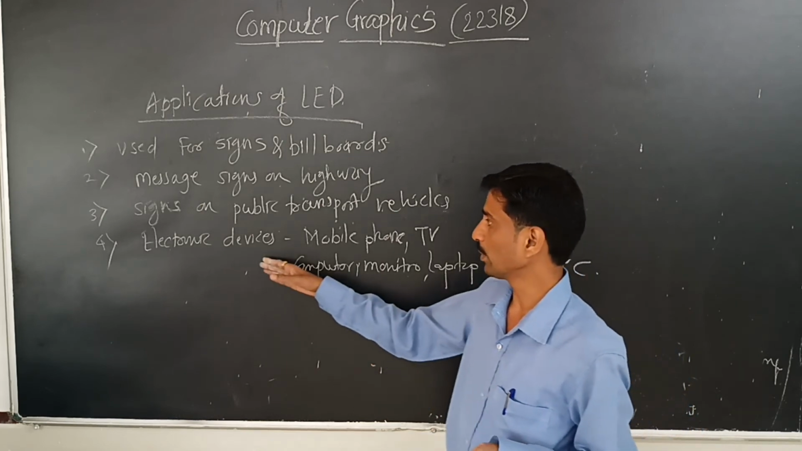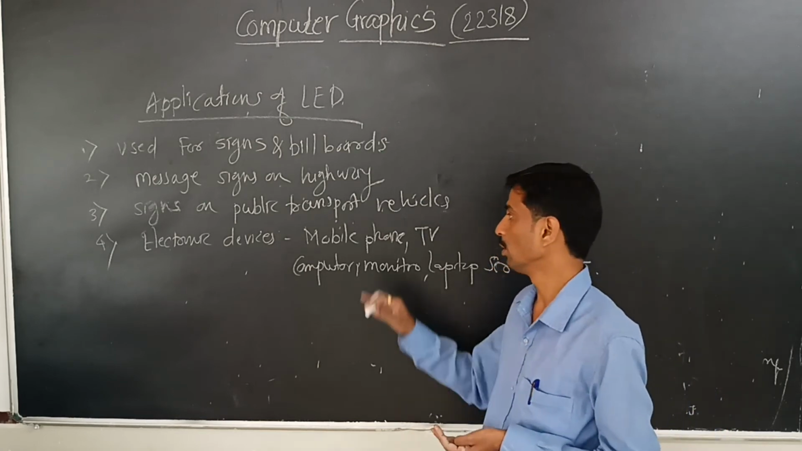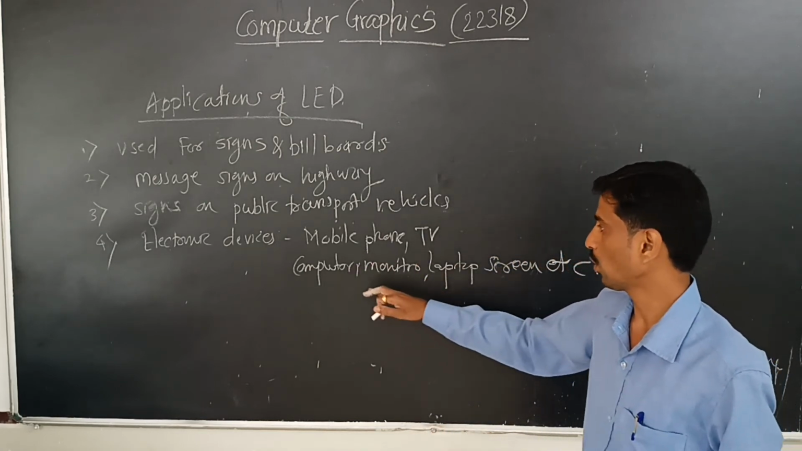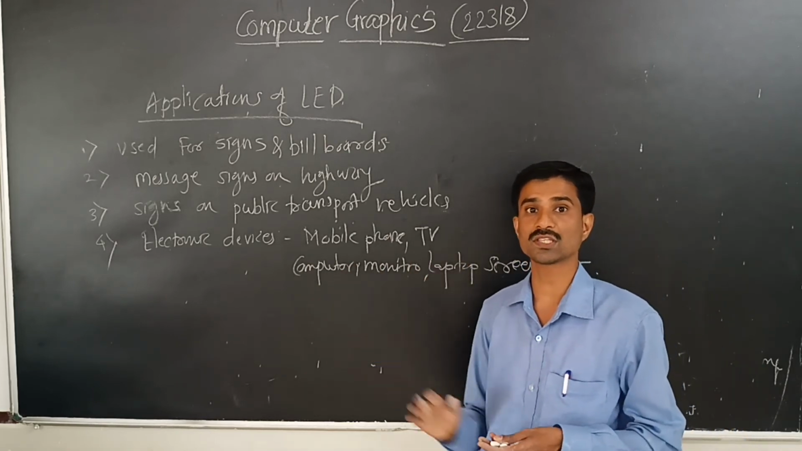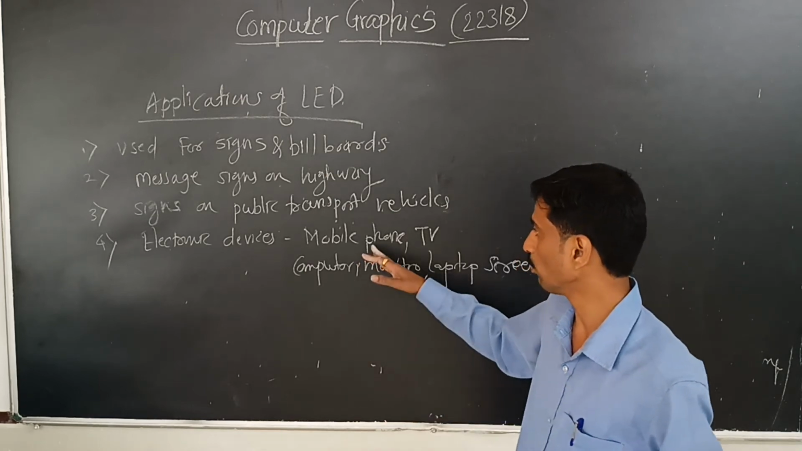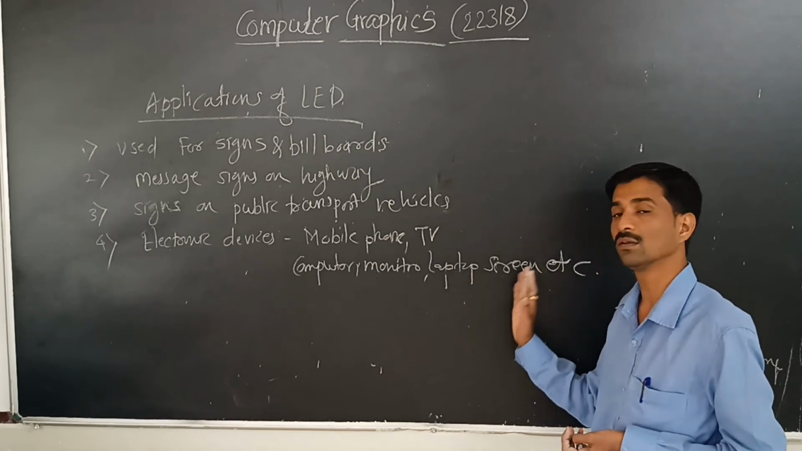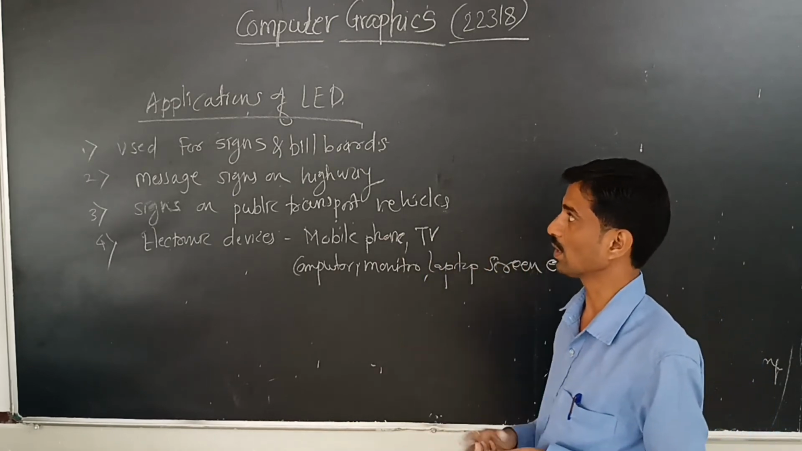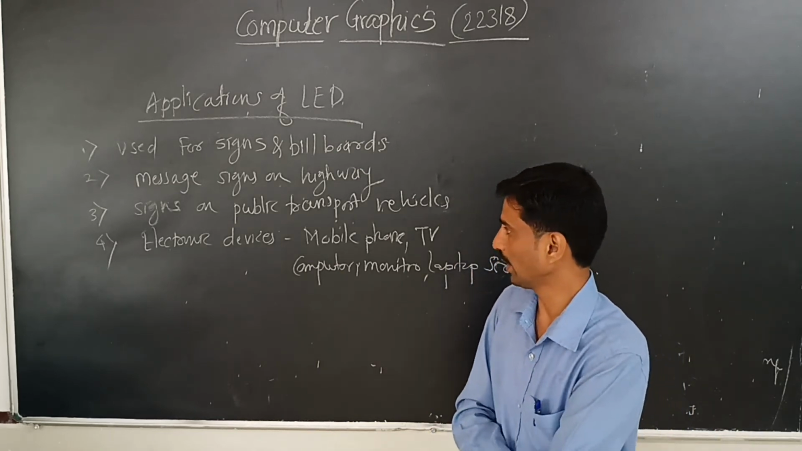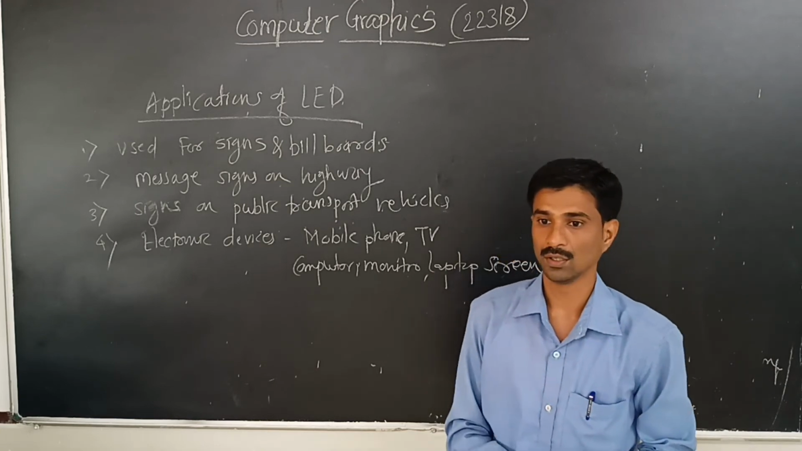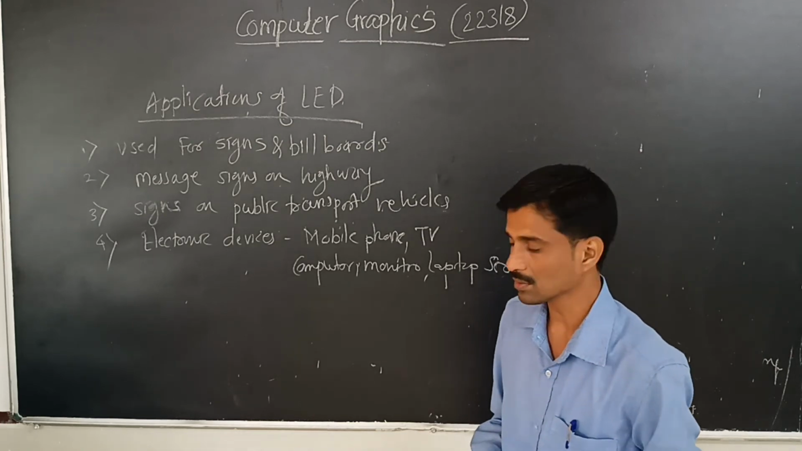Then the next application is electronic devices. Many electronic devices such as mobile phone, TV, computer monitor, laptop screen. In all these types of electronic devices, LED can be used. Okay, so moving ahead, we will see the next display device, which is plasma panel.